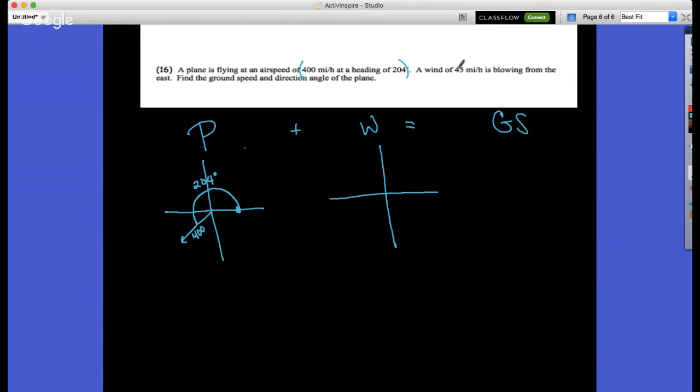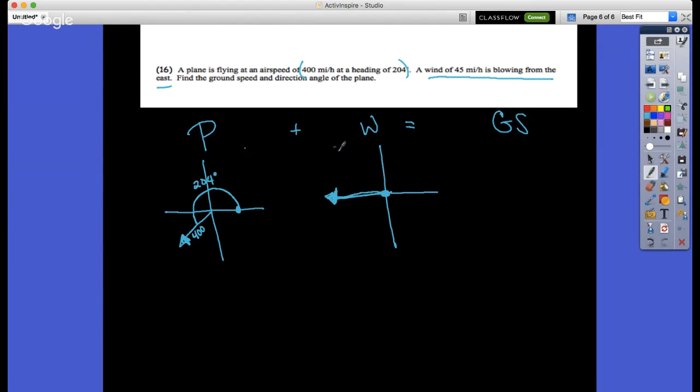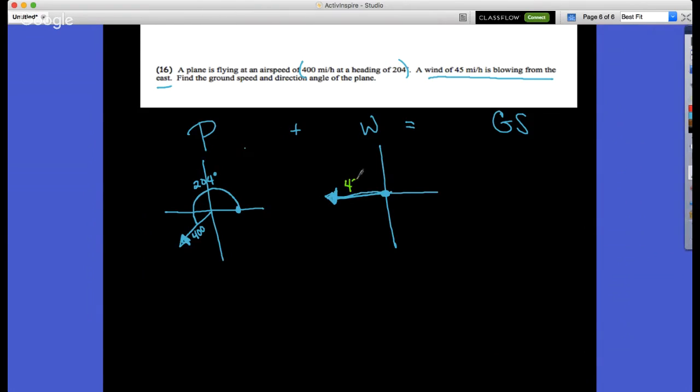Now, as far as the wind goes, it says that wind of 45 miles per hour is blowing from the east. So if it's blowing from the east side, then we are literally going this way. So we're going to the left.